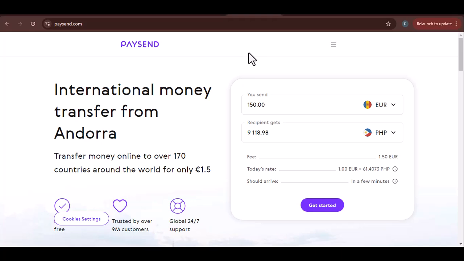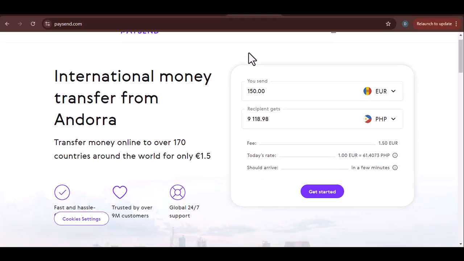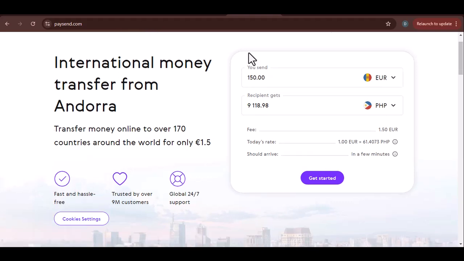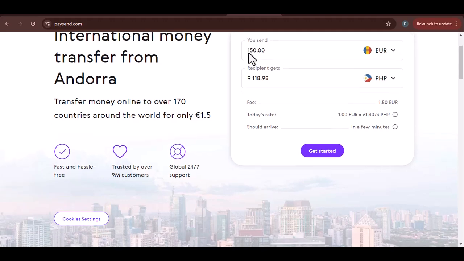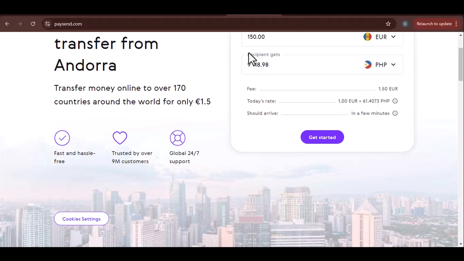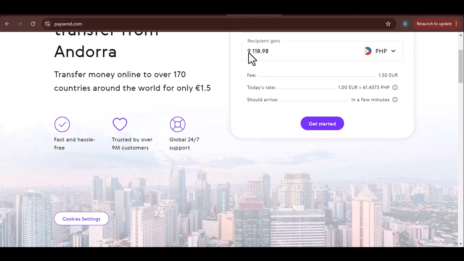Have you ever sent money through Paysend and found yourself wondering, where did my money go? If so, you're not alone. In this video, we'll dive deep into the process of getting your hard-earned cash back from Paysend. Paysend, like any other financial service, can occasionally experience hiccups.